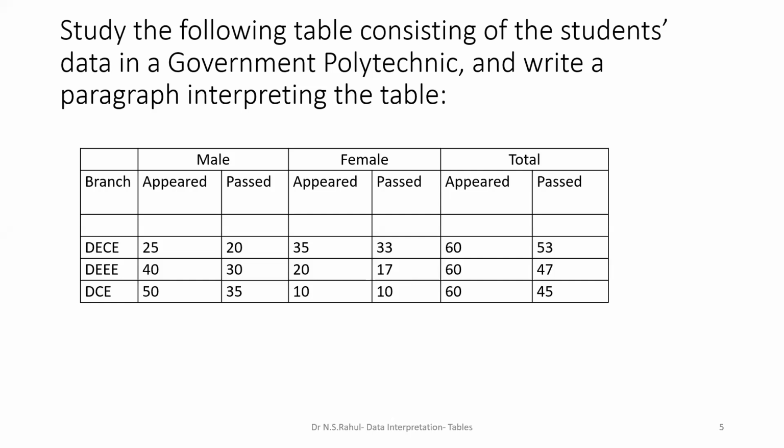This table describes about a government polytechnic college. In that government polytechnic college, there are 3 branches. First one is DECE, and second one is DEEE, and third one is DCE. In DECE, the male students have appeared 25 members. Out of 25 members, 20 male students have passed.